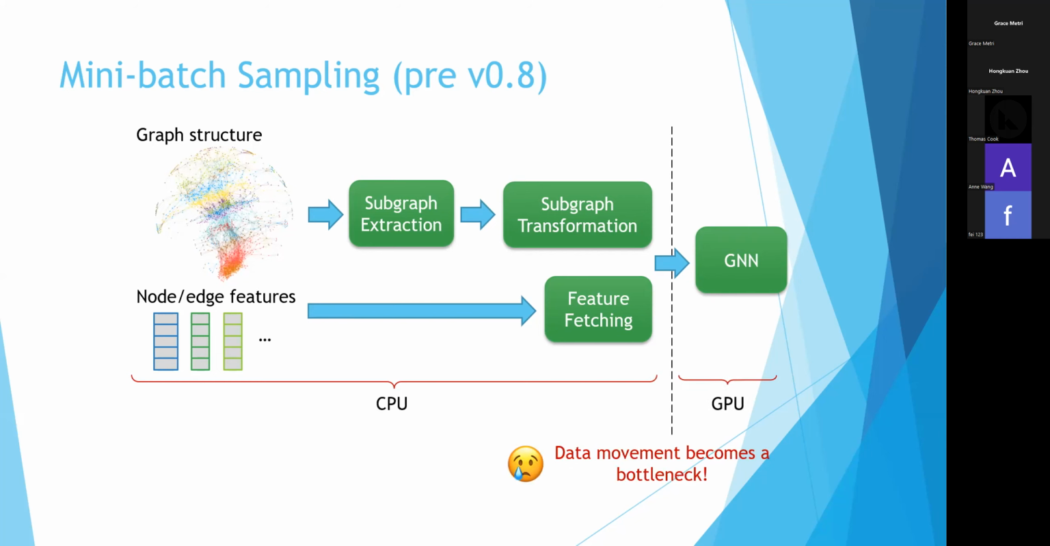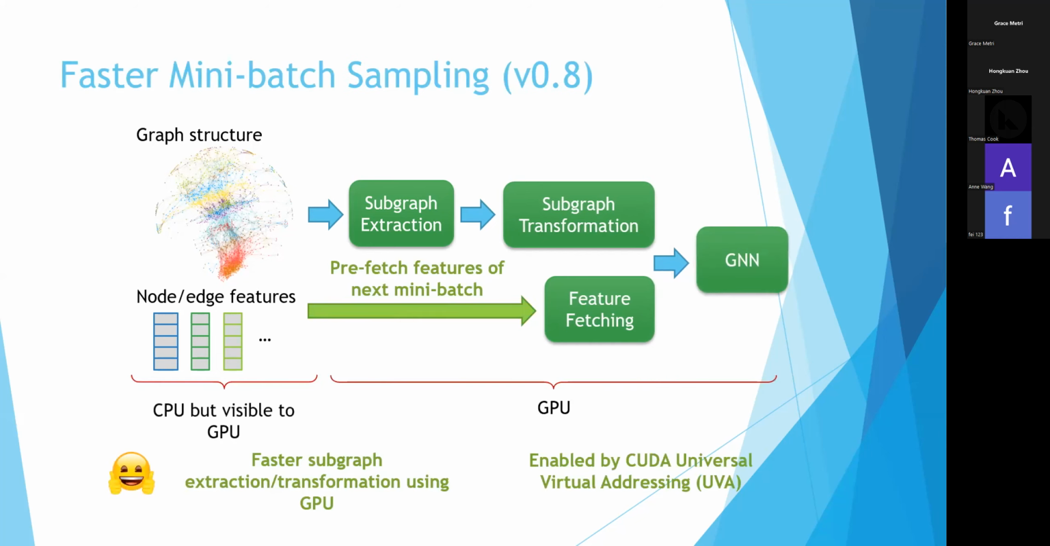Okay, so what's new in 0.9? What we did is we reorganized the sampling pipeline and put the stages on different hardware. First of all, we allow doing sampling and also feature fetching on GPU directly. So we put a lot of things on GPU. This makes the whole sampling pipeline faster.